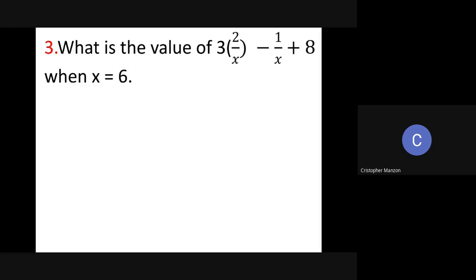So what is the value of 3 over 3 multiplied by 2 over x minus 1 over x plus 8 when x is equal to 6? So all you have to do is to substitute the value of x in the given expression.